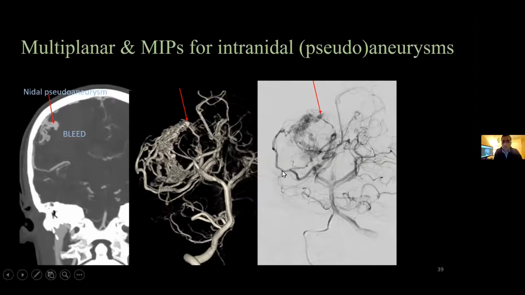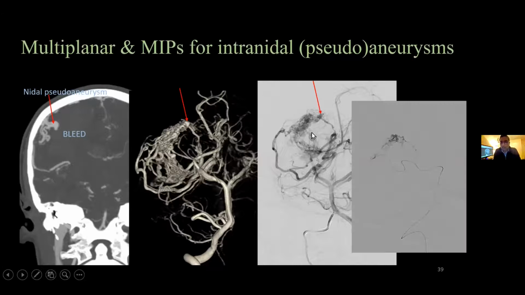So here you can see the pseudoaneurysm with a feeding artery, a perforating artery coming from the choroidal circulation, and you can see it also on each of these images. And there's a microcatheter injection on the lateral, and we're able to define the pseudoaneurysm before a glue injection.